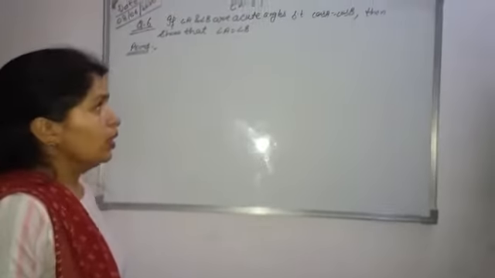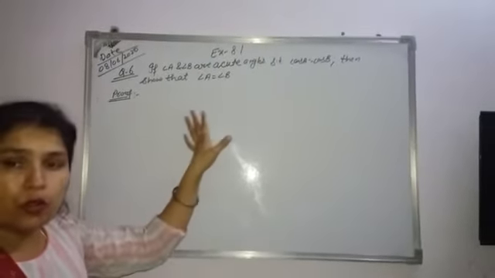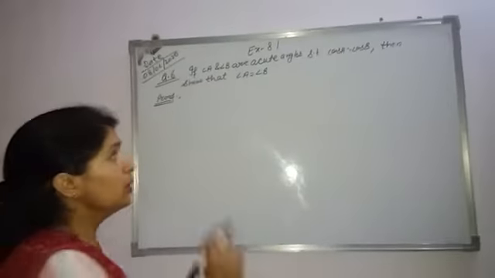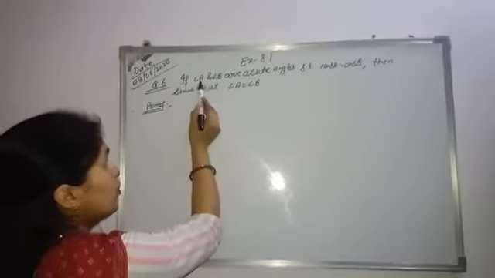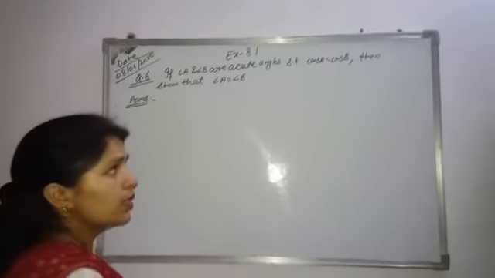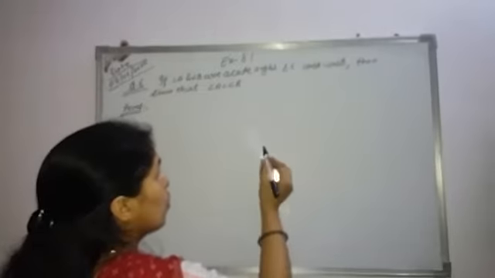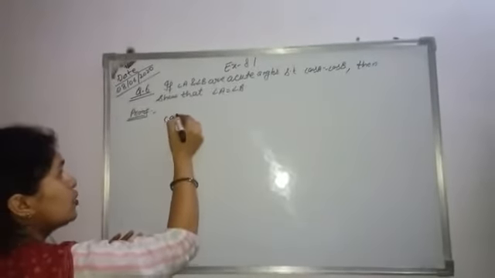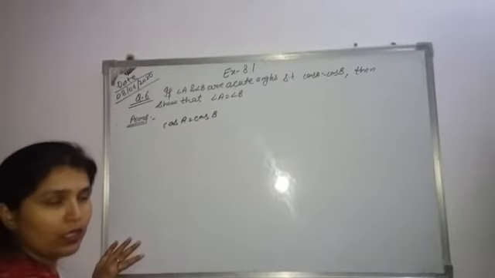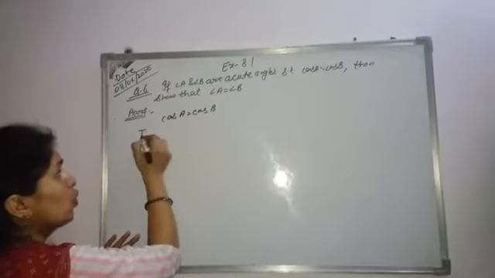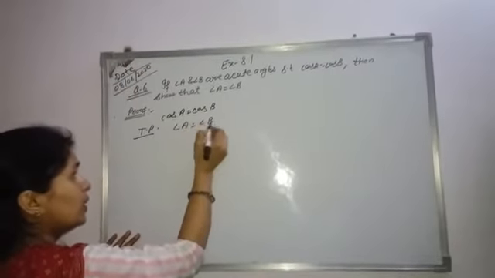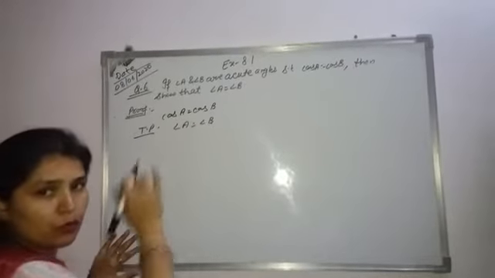Students, we are doing our chapter trigonometry, and in this chapter exercise 8.1 is going on. Now question number 6. If angle A and angle B are acute angles such that cos A is equal to cos B, then prove that angle A is equal to angle B. This is the condition we want to prove.